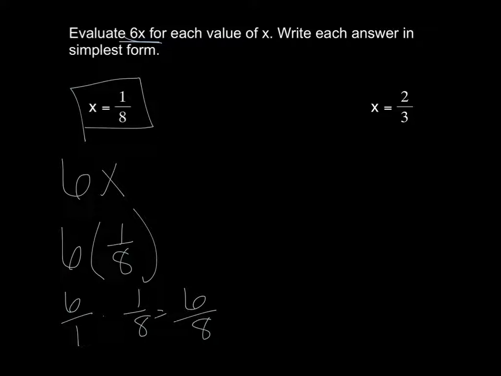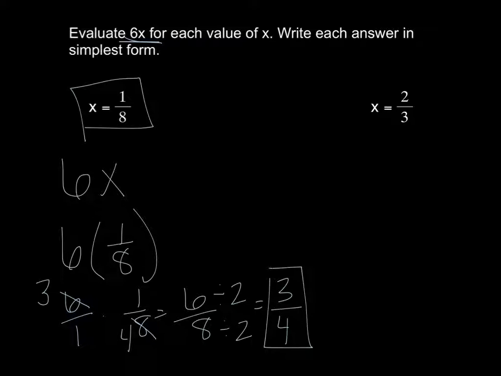Or I could reduce before. I could divide by 2. Divide by 2. And I know my answer is going to be 3/4. Or I could do it afterwards. Divide by 2. Divide by 2. And I would get 3/4 is my answer. Right, let's do another one.